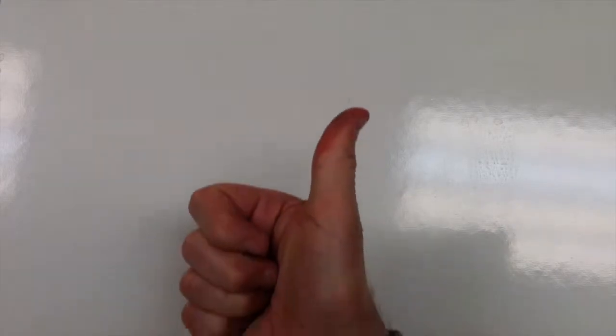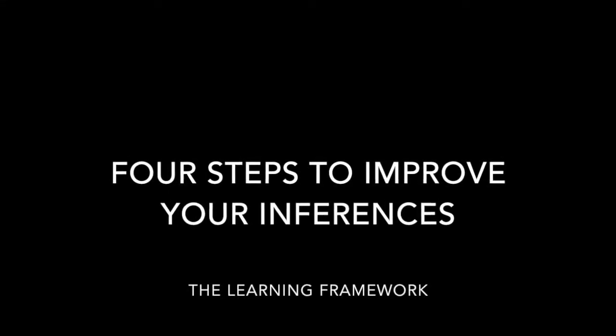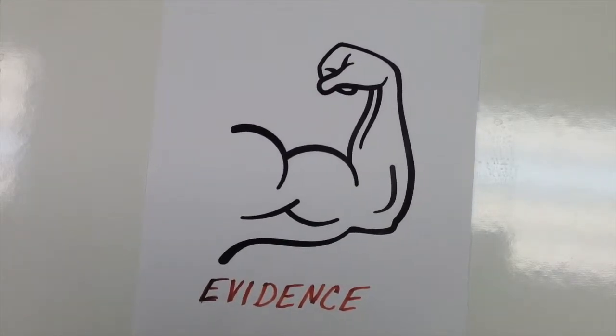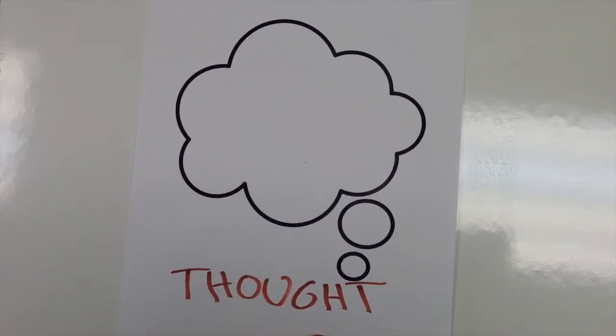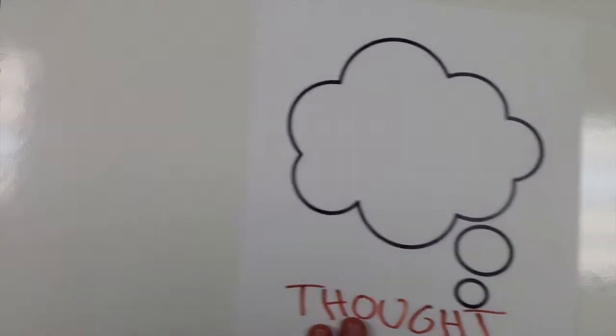Hey everybody, this is Mark Pizzata, and we are here to take a look at 4 steps that you can do to improve your inferences. Now, if you haven't seen our previous video on making better inferences, then you'll want to check that out. But in that video, we talked about evidence and complexity of thought as 2 factors when looking at trying to improve our inferences, and we're going to be using that framework here as we take a look at how to improve our inferences.